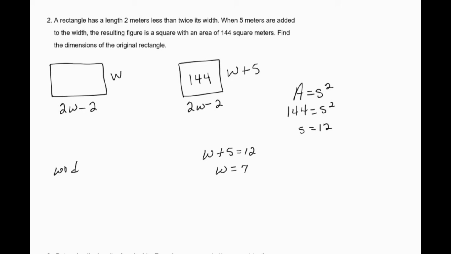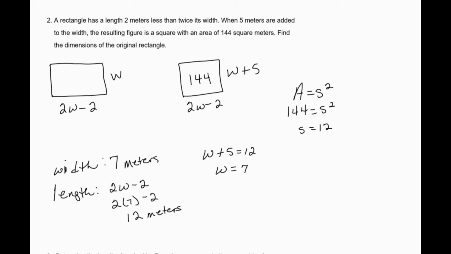I'll go over here and write that down because it goes with this original picture over here on the left-hand side. And then the length is 2W minus 2, so 2 times 7 minus 2, and that is 12. And these are in meters. Now, I also know that this is 12 meters because this is a square. These two sides are the same. So once I figured out that this side was 12, then I could have figured out W from there.